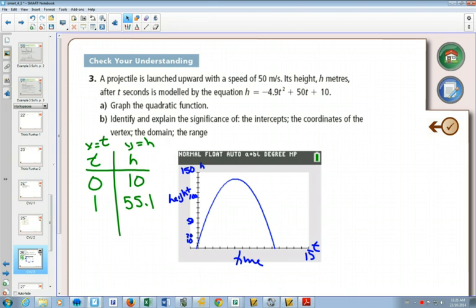And since we did a table of values here, we can label those points. We know that when the time was 0, the height was 10. We know that when the time was 1, the height was 55.1.